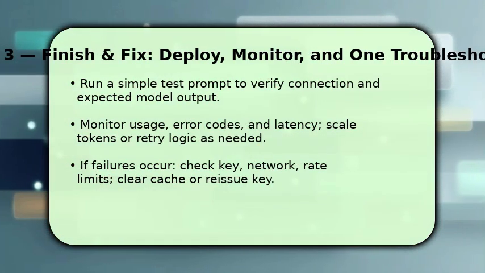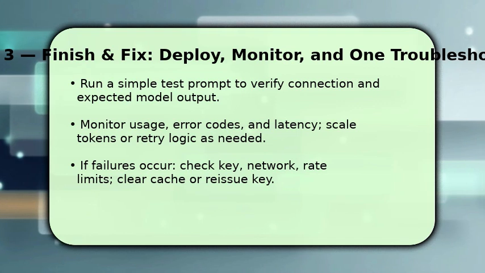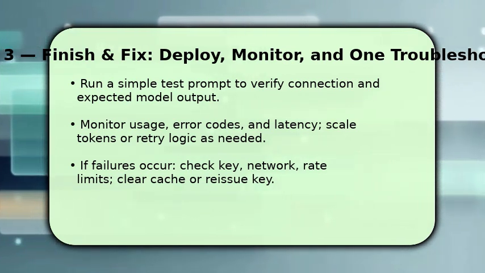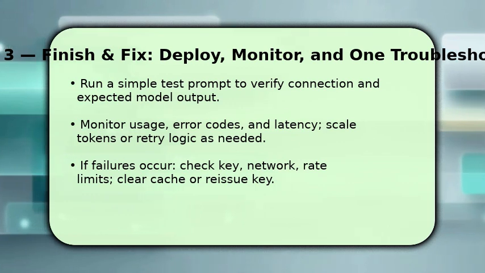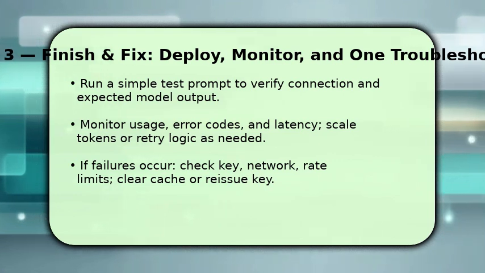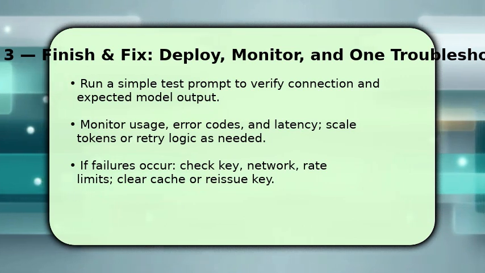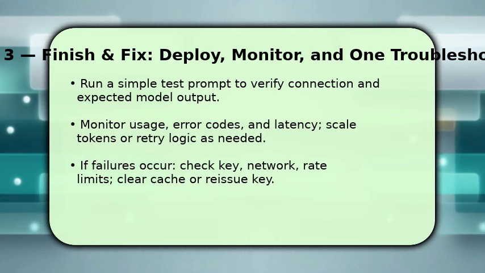Finish by making a simple test prompt to verify the connection and confirm the model responds as expected. Once you get a response, monitor usage, error codes, and latency. Adjust tokens, retry logic or batching to optimize cost and speed. If something goes wrong, first check your API key validity, network connectivity, and rate limits. Clear browser cache or restart the app, and reissue the key if needed. That one troubleshooting tip, verify the key and limits, solves most access problems quickly.